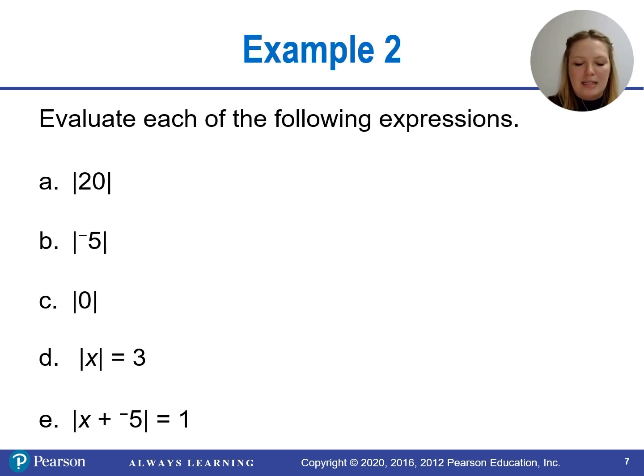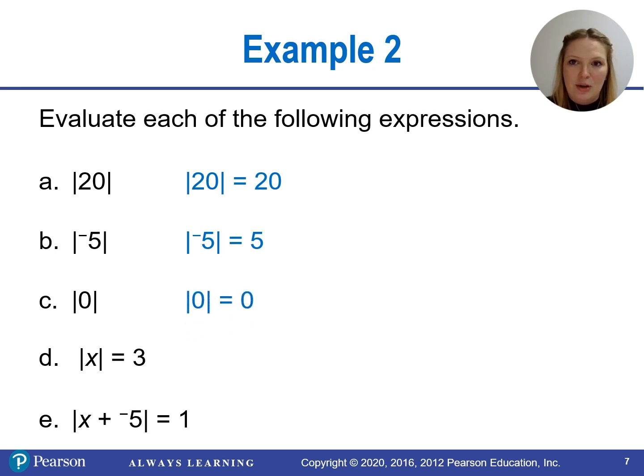So if we look at some examples, the absolute value of 20 is just 20 itself because 20 is already positive. Now the absolute value of negative 5 is going to be the negation of negative 5 because negative 5 is already negative, so the absolute value is going to be the positive 5. The absolute value of 0 is itself, 0.